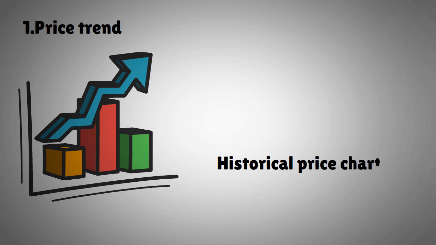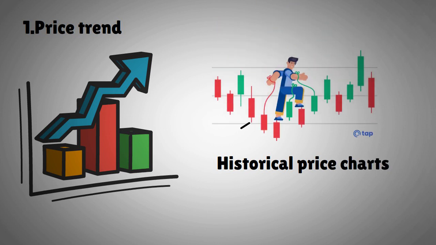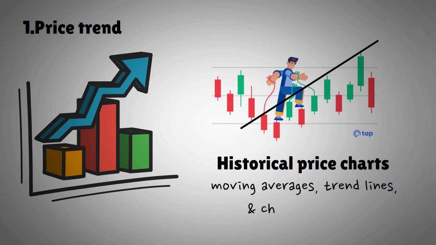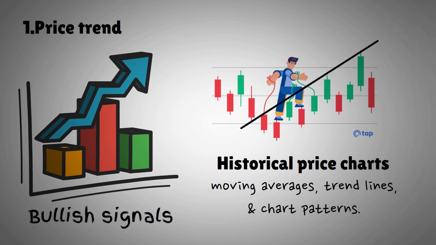Number 1. The price trend. A sustained upward price trend is one of the most apparent indicators of a cryptocurrency bull market. This can be observed by looking at historical cryptocurrency price charts and noting an upward price pattern over an extended period of time, whether it be weeks or months. A variety of technical indicators such as moving averages, trend lines, and chart patterns can also be used to identify potential bullish signals in crypto price charts.